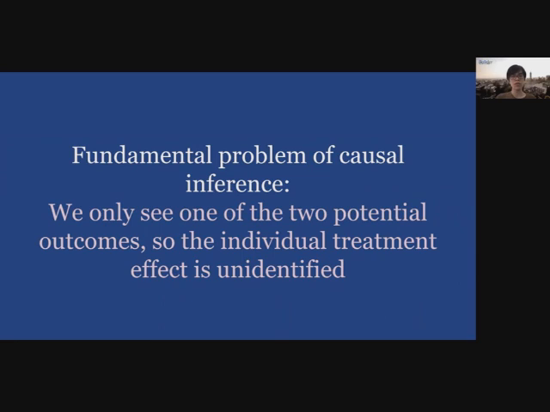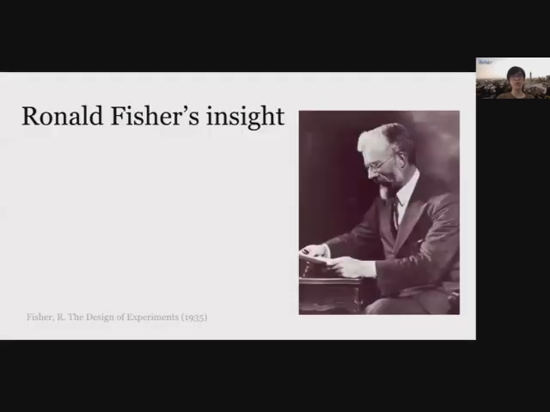So the upshot is that we are only ever able to see one of the two outcomes. So this individual treatment effect, which is the difference between the potential outcomes, is unidentified. We are never able to say what it actually is. So you may see from this that this is a pointless definition. But we can actually overcome it, and this was the brilliant insight of Ronald Fisher. So what was his insight? His insight was to do a randomized experiment.